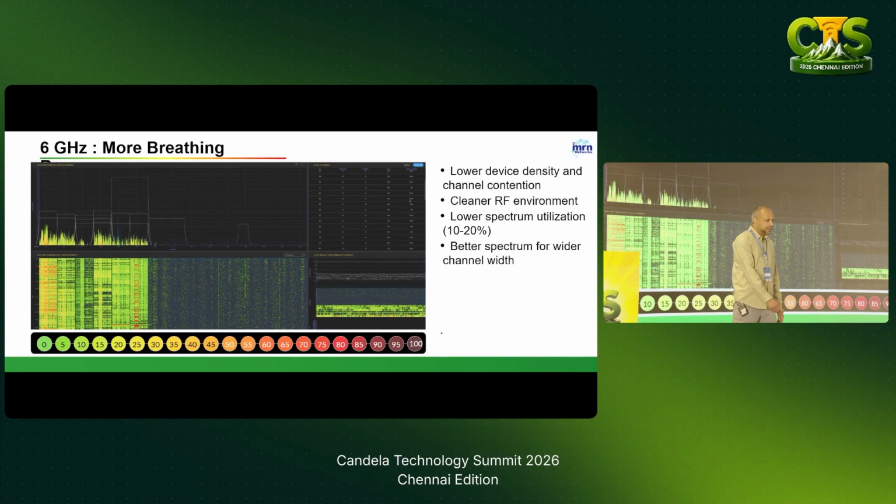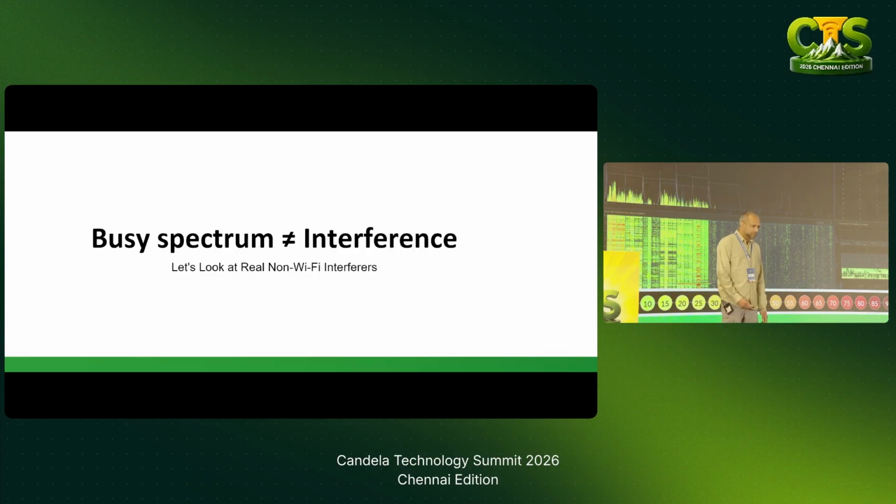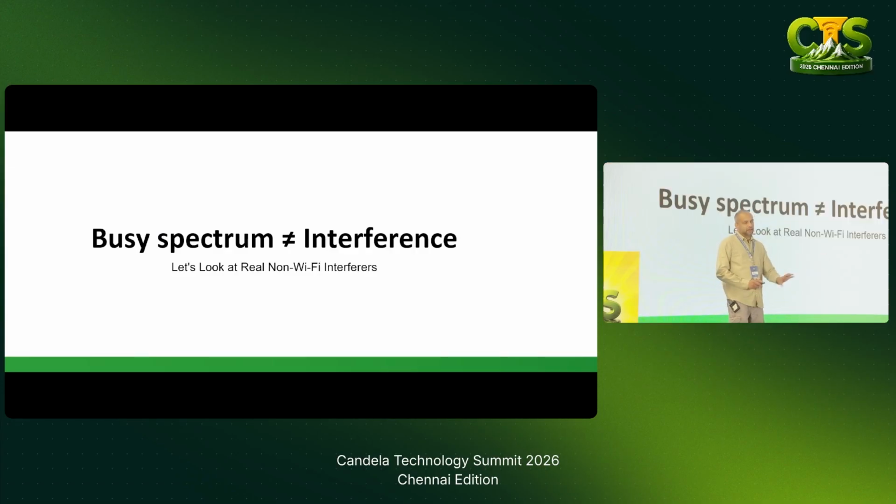Now, 6 gigahertz in that kind of environment is quite clean. That's because 6 gigahertz adoption is still early stage. Not many clients go to that band. If you want to have a good experience, go early to 6 gigahertz. That will give the breathing space for your client to get the best experience. In that way, busy spectrum does not really mean interference. That's the thing to come out.